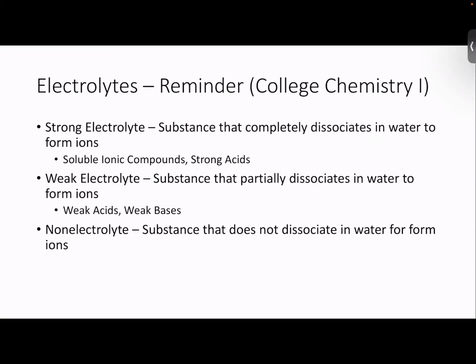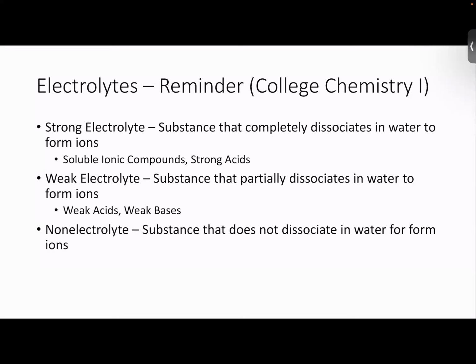Now, since I am bringing up this concept of electrolytes, I have to go back to chapter 8 of College Chemistry 1 and bring up a couple of terms associated with an electrolyte. I want to remind you that an electrolyte is a substance that conducts electricity. The reason it can conduct electricity is because it contains free-floating ions. If you don't have free-floating ions, then it would not conduct electricity. Now, with respect to this concept of an electrolyte, we can divide things into 3 categories. The first is a strong electrolyte.